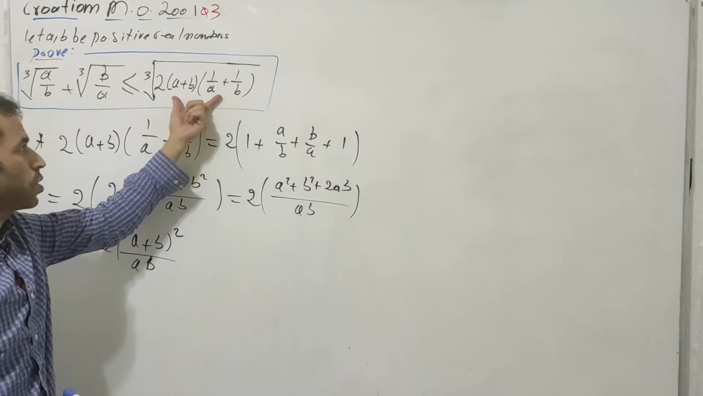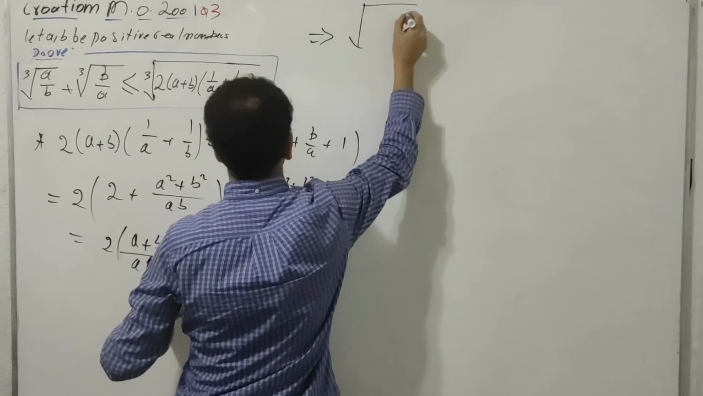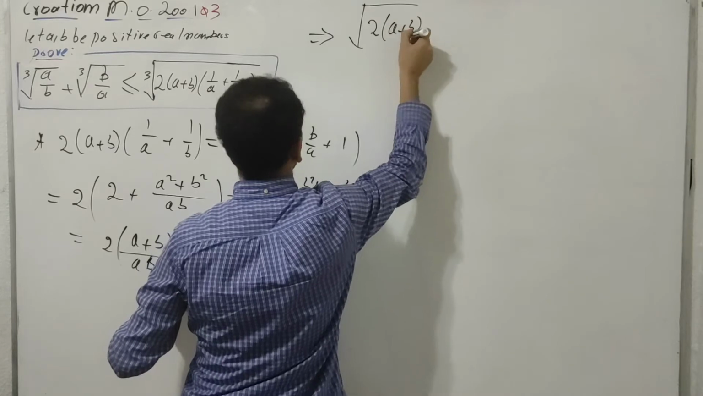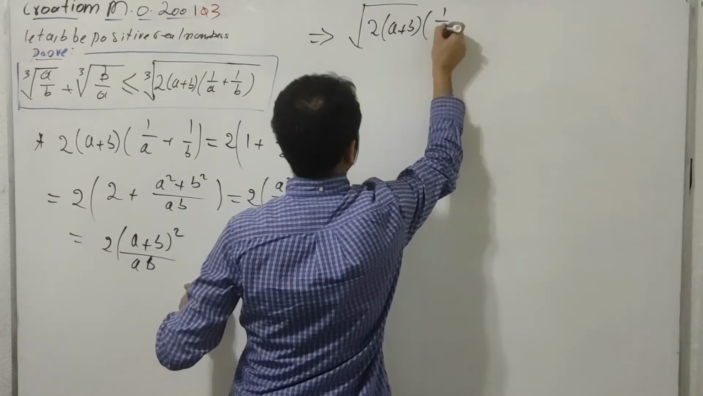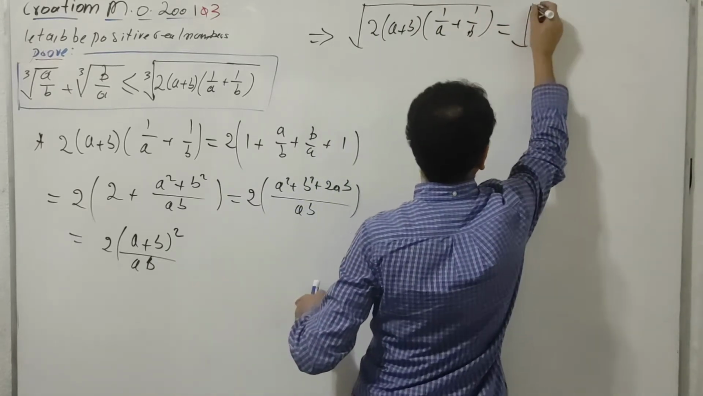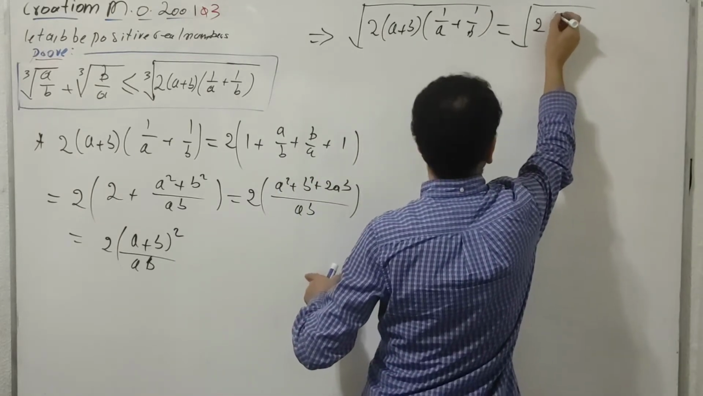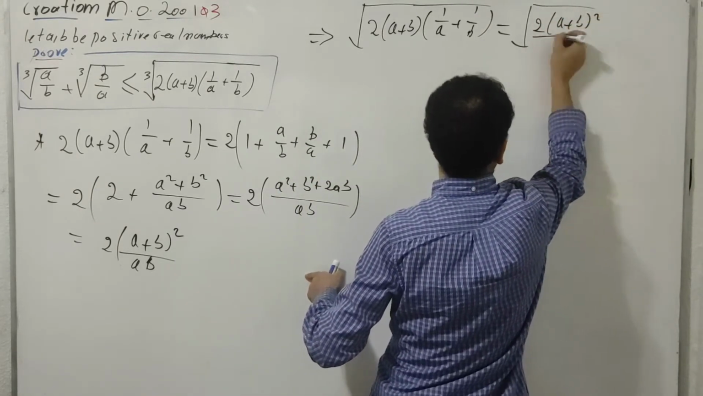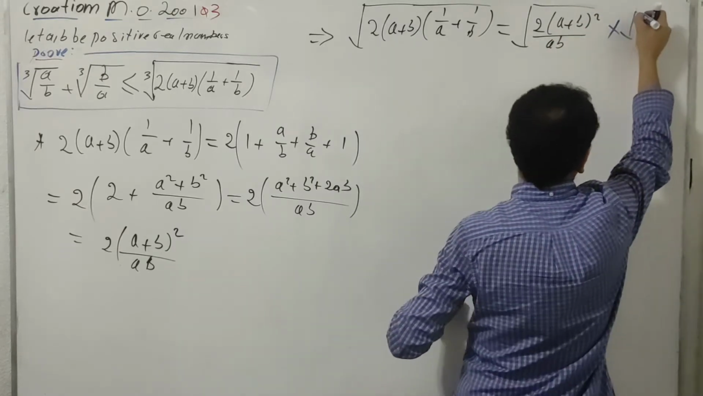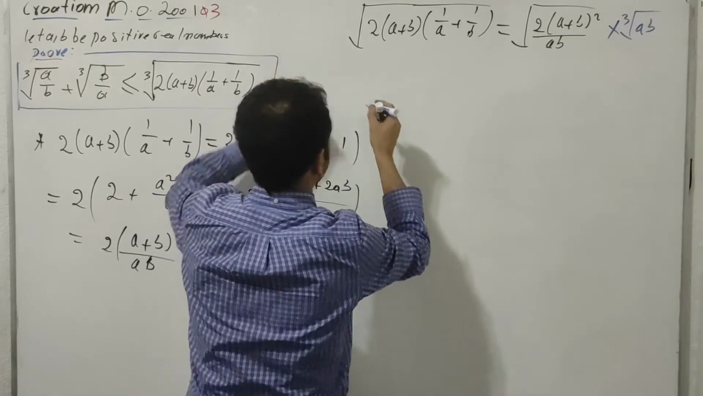Now I'm going to replace this expression with the value that I found here. So now I will have the cube root of 2 times (a plus b) multiplied by (1 over a plus 1 over b) equals the cube root of the value that I found, which is 2 multiplied by (a plus b) quantity squared over ab. But I'm going to multiply this one by the cube root of ab on both sides.